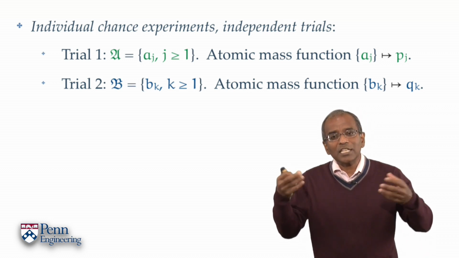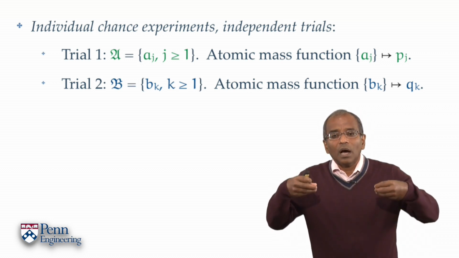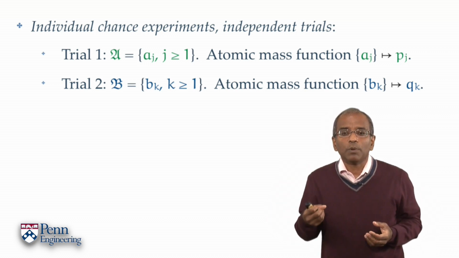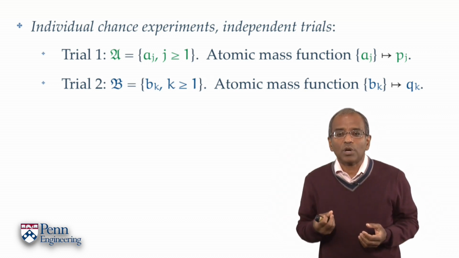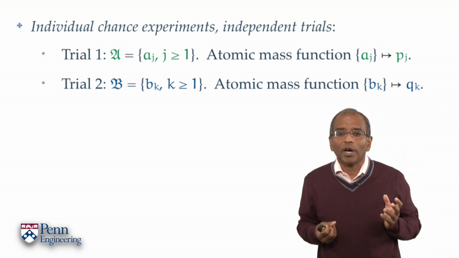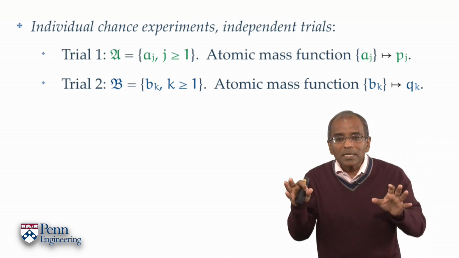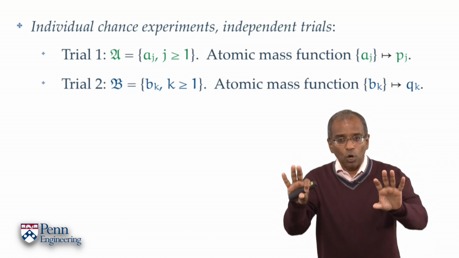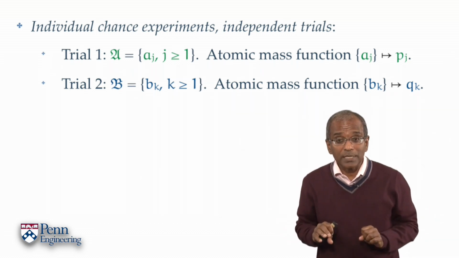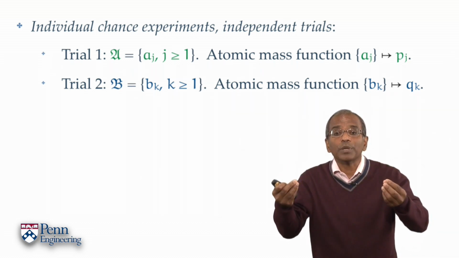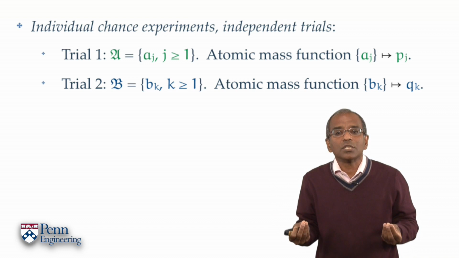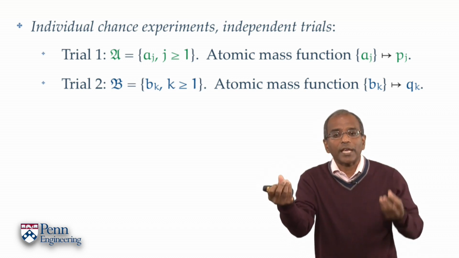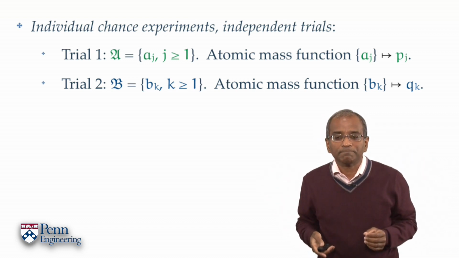Nothing says that the experiments have to be the same. For example, you could throw a die as a first trial and toss a coin at the second trial. What matters is that they've got a finite or countably infinite range of possibilities, and that for each of those possibilities, you've got an atomic chance. P sub j in the first case, Q sub k in the second.